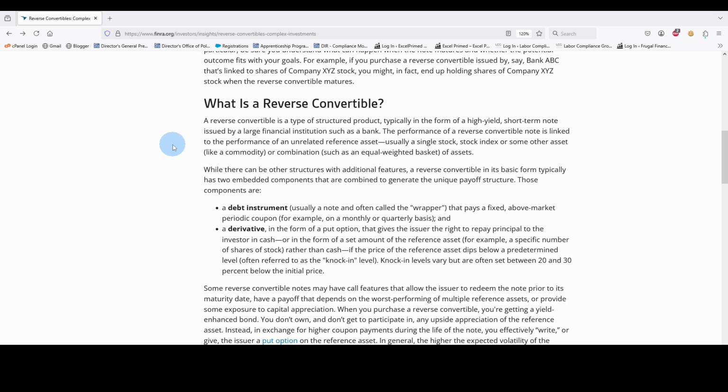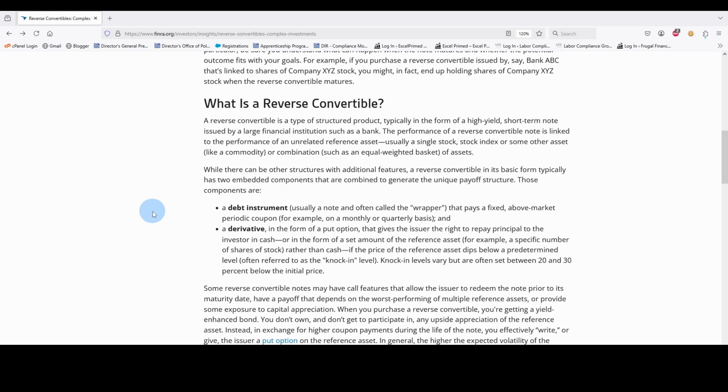The performance of a reverse convertible note is linked to the performance of an unrelated reference asset, usually a single stock, index, or some other asset like a commodity, or a combination such as an equally weighted basket of assets. While there can be other structures with additional features, a reverse convertible in its basic form typically has two embedded components that are combined to generate a unique payoff structure.